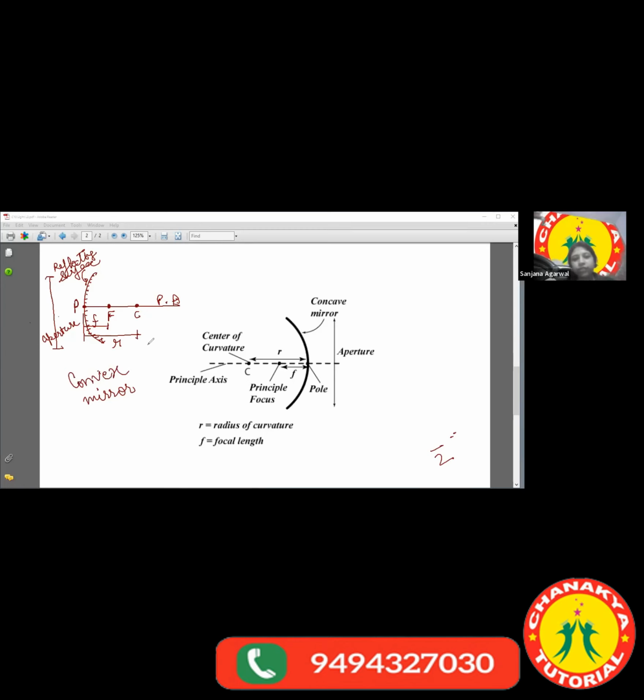Write the definition of convex mirror. Just replace the word inner with outer in the previous definition. A curved mirror where the reflecting surface is on the outer side of the curved shape is known as convex mirror.